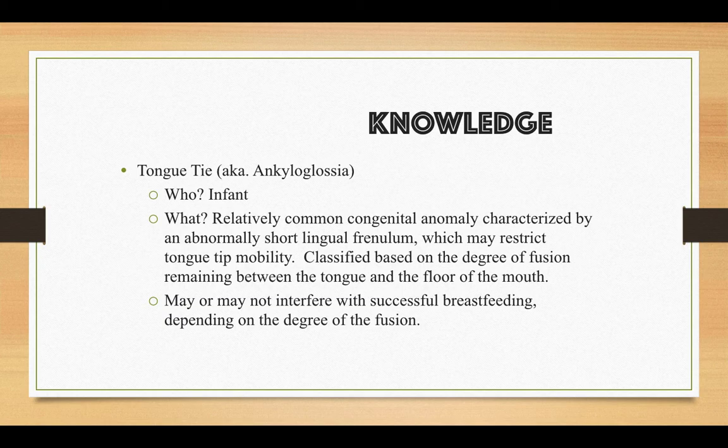Let's move on to tongue tie, which is also known as ankyloglossia. This is a congenital anomaly in the infant characterized by an abnormally short lingual frenulum, which may restrict tongue mobility. It is classified based on the degree of fusion between the tongue and the floor of the mouth, and for this reason, it may or may not interfere with successful breastfeeding.